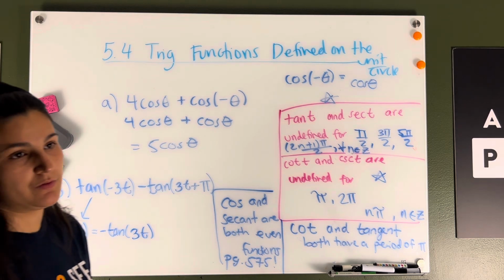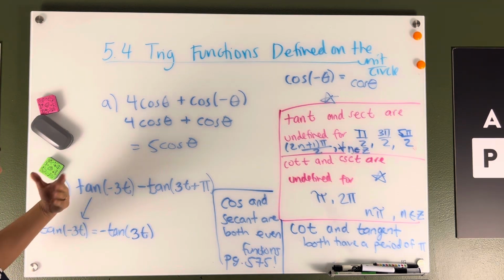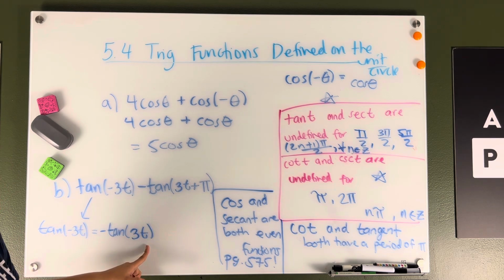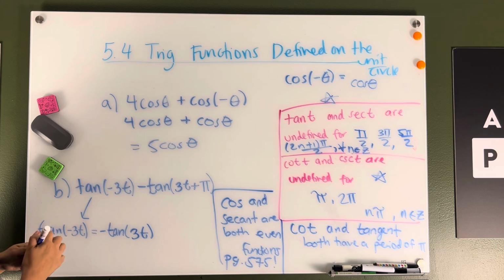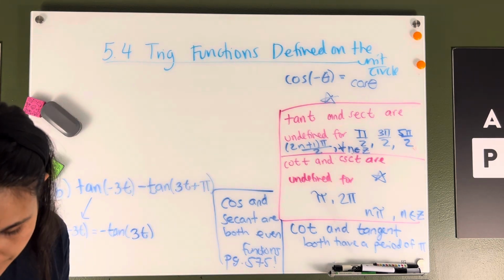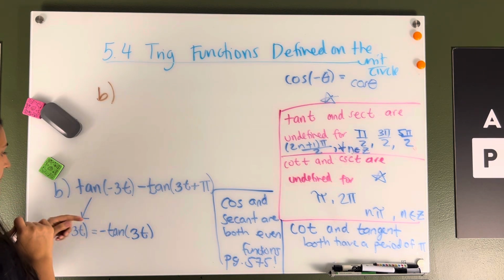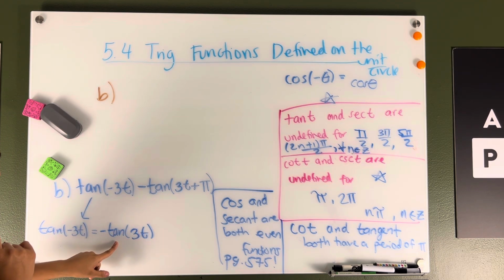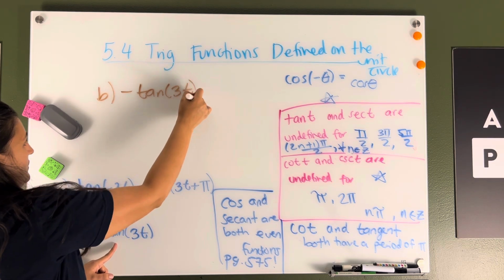Okay, so for example, the original function is tangent of theta. If you plug in tangent of negative 3t, you're going to get the negative on the outside and then the original function. So we're going to replace this. So for part B, we're going to replace tangent of negative 3t, using the fact that it's an odd function, as negative tangent 3t.